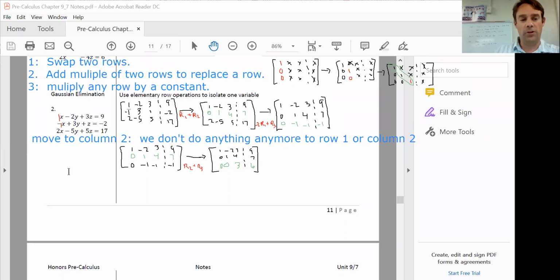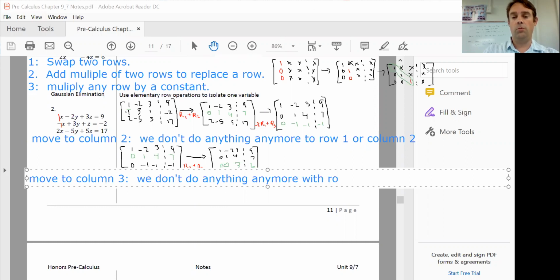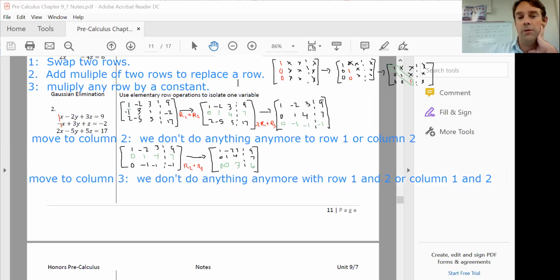Some of you are probably going to be sitting there going, seriously, why don't we just do system of equations, man? Yeah, again, when you get to more than 3 variables with 3 equations, this gets pretty nice. Also, like I said, you can program software with this to solve it for you. We don't do anything anymore with row 1 and 2 or column 1 and 2. So we're just gradually working our way down there.